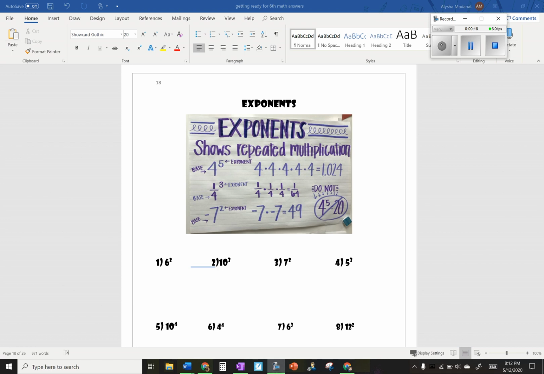So if you notice on our anchor chart, exponents show repeated multiplication. So in this case, we've got 4 to the 5th power. So 4 is being repeated 5 times, and then you're going to multiply all of those together. So it's not going to be 4 times 5. That's not what we're doing here.